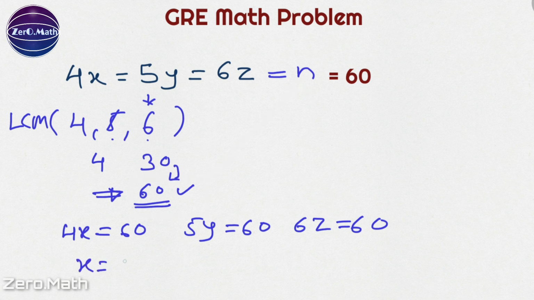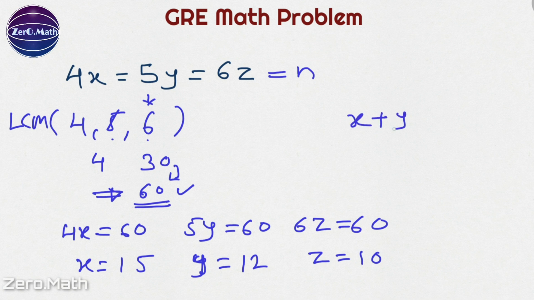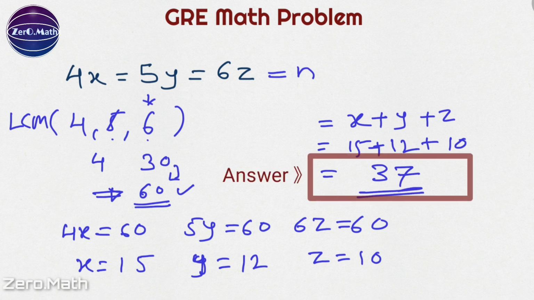Hence x will be 15, y will be 60 by 5, that is equal to 12, and z equal to 10. Hence the value of x plus y plus z would be 15 plus 12 plus 10, which is equal to 37. And this is the least possible value of x plus y plus z.